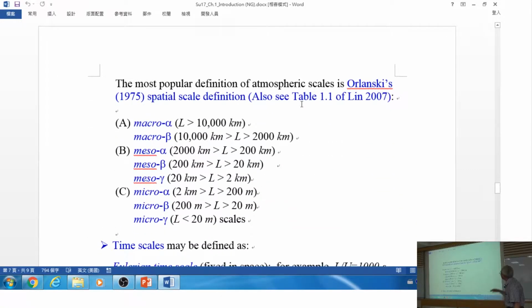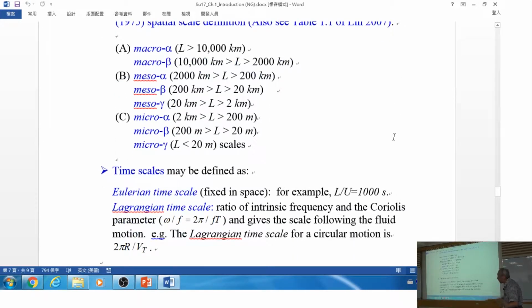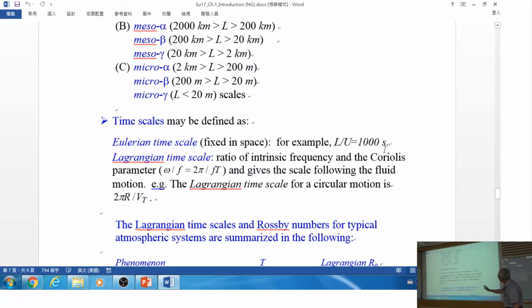In this class, we are going to more or less follow Orlanski's definition of scale. This is macro scale, and then mesoscale: meso alpha, beta, and gamma. And then micro scale: micro alpha, beta, and gamma. I don't think I have to spend too much time on this because you are probably familiar with it.